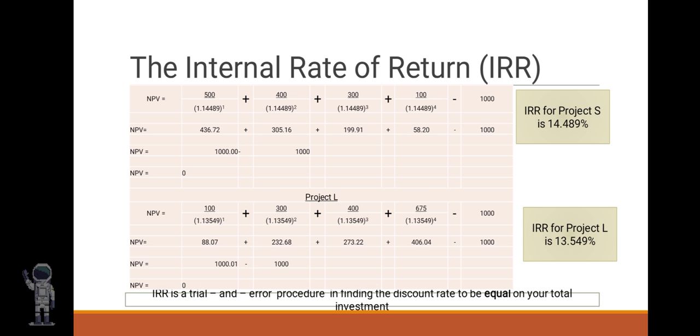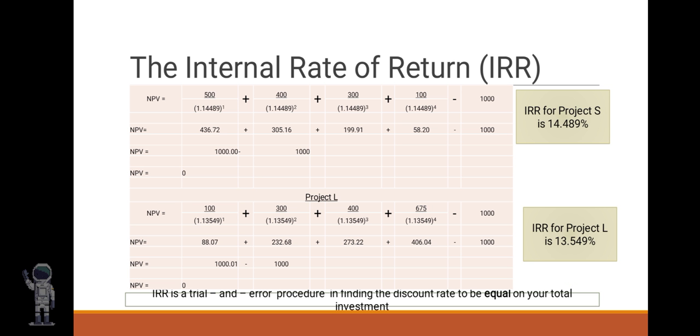So here is a sample in our table. Our NPV earlier was 1,000, and the NPV of the long term is 1,000.01, for which we use the 10% hurdle rate or rate of return. For the IRR, you should see a higher figure: 14.489% for project S, while project L has 13.549%.